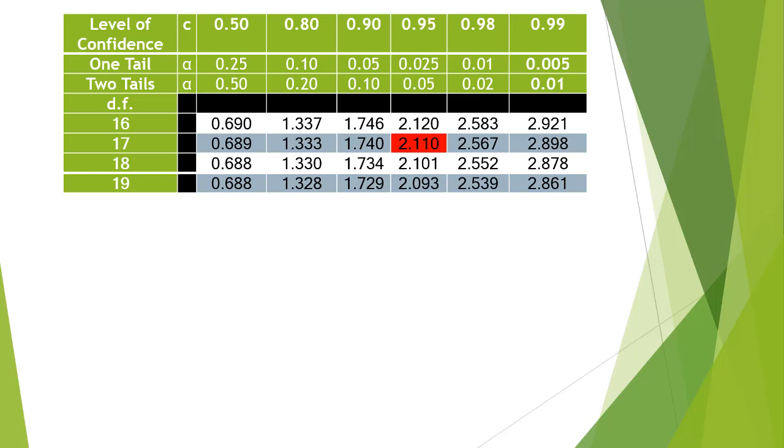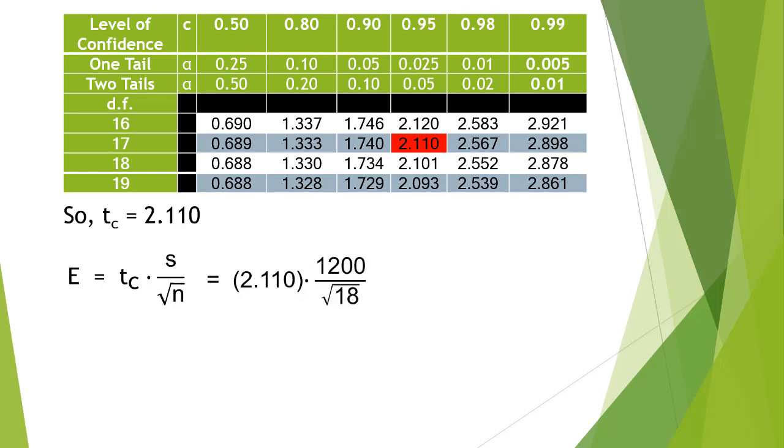Once we have the critical value, we're ready to find the margin of error. The margin of error formula says you're going to take the critical value times the standard deviation for the sample, and divide that by the square root of the sample size. We just found the t_c value was 2.110. The standard deviation for our sample was 1200, and the n value was 18. So we get 2.110 times 1200 over the square root of 18.